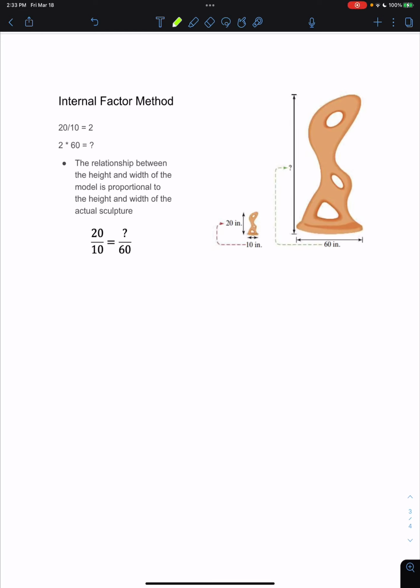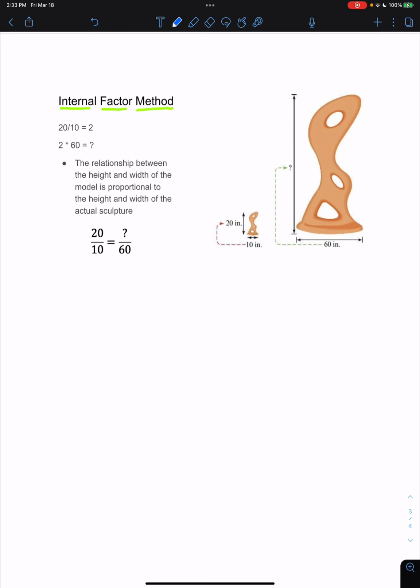Another way to calculate distances and differences in similar figures is to use what we call the internal factor method. It's similar, no pun intended, to the scale factor, but this time we're actually using a proportion. So in this case, we are talking about the relationship between the height and the width of the model, and that is proportional to the height and the width of the actual sculpture.